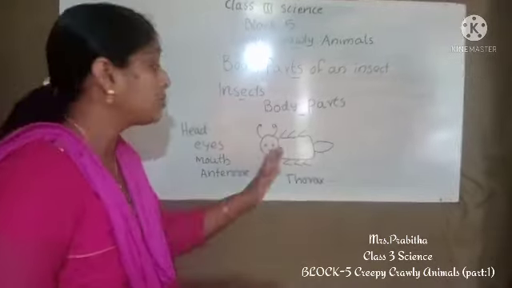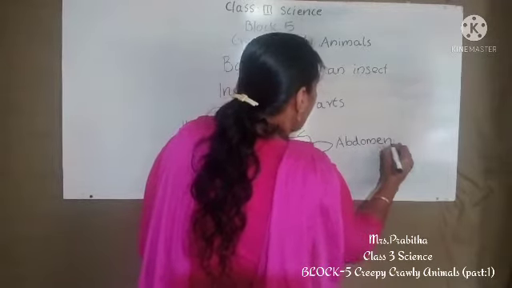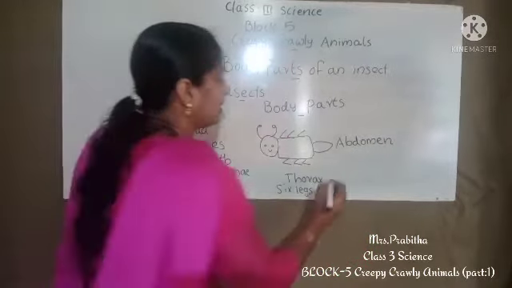So 6 legs can be seen on the thorax and a pair of wings also, 2 wings. Okay. Then the third part or end part of an insect is called the abdomen.